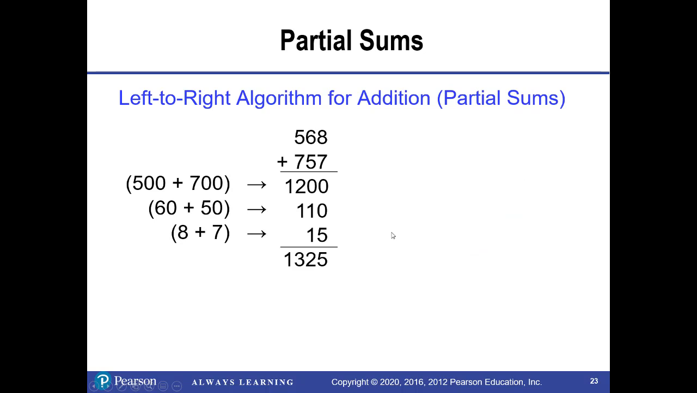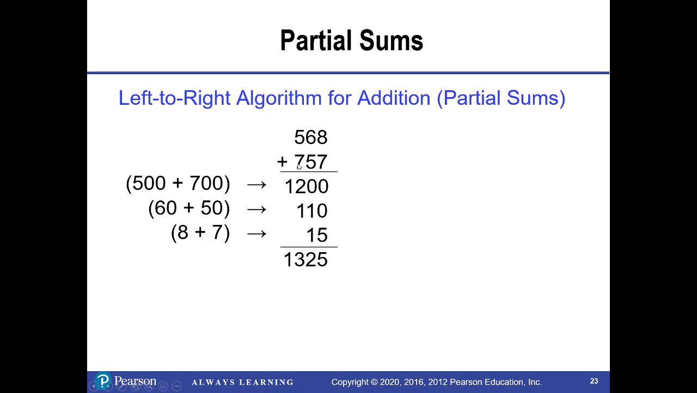As I mentioned, students learn to read from left to right in English and most other European languages. And so it can be hard for students when they try to do math and it's the opposite direction. So there is a left to right algorithm for addition. This is the partial sums approach as well. And what we do here is rather than starting with the ones, we actually start with the hundreds. We start with whatever the first digit is.